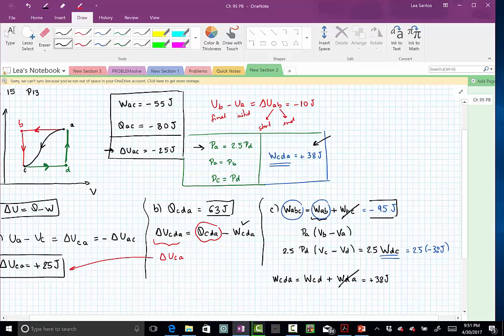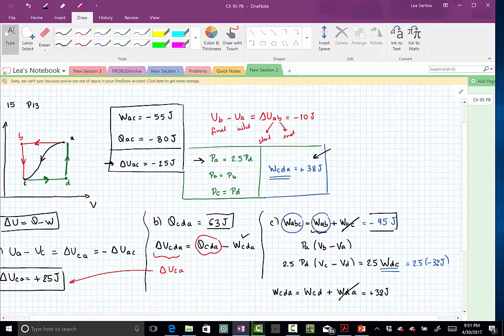Comes now question D. Question D is what is the Q for the path A, B, C. All right, so let's write it up here.